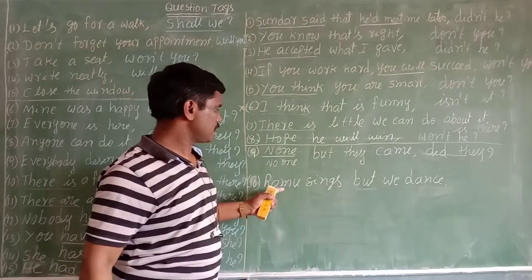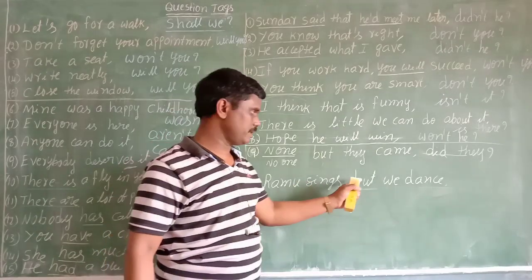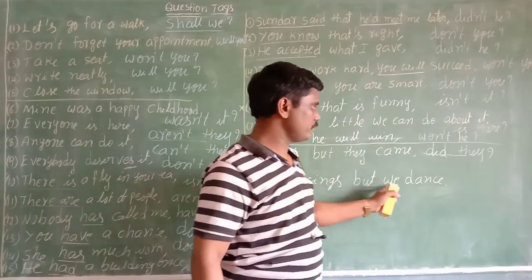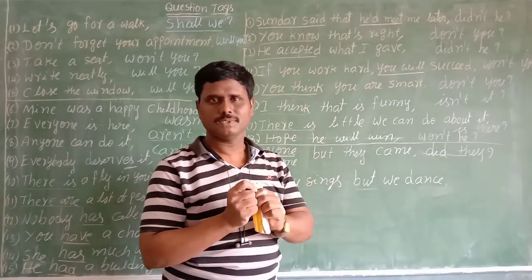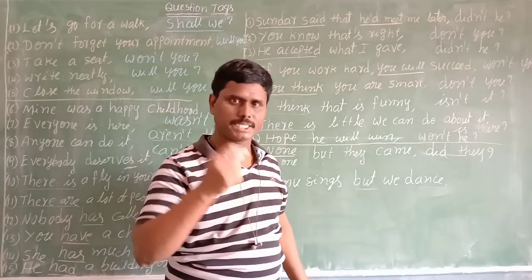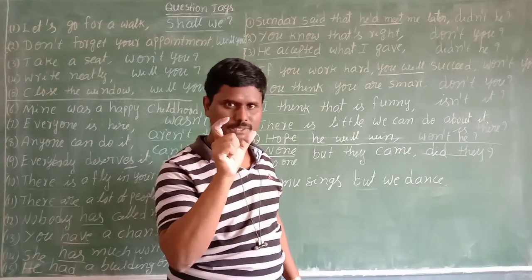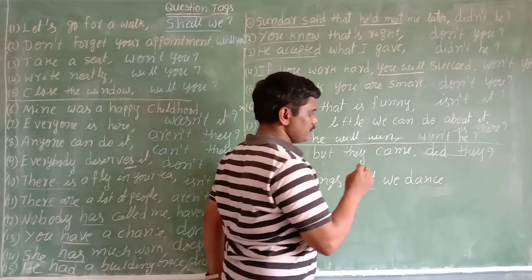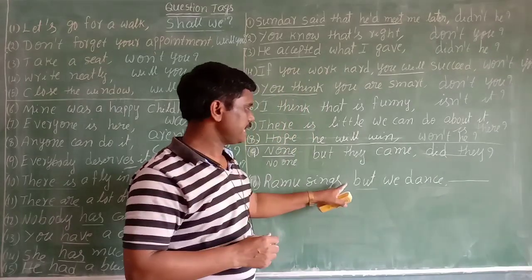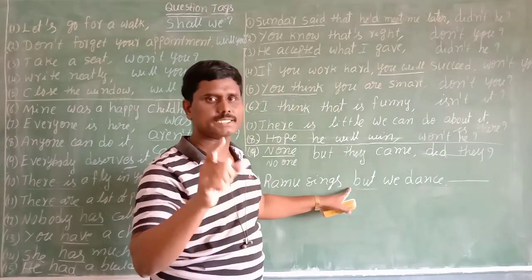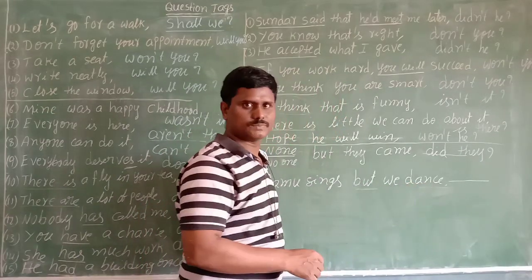Friends, now say Ramu sings. Subject Ramu, verb sings, but is the coordinating conjunction, we dance. This sentence is a little bit typical. You are asked to form a question tag. We can write the question tag in two ways. If the dash is given here, the question tag is different. If the dash is given here, the question tag is different. Because this is a main clause, and this is also a main clause.